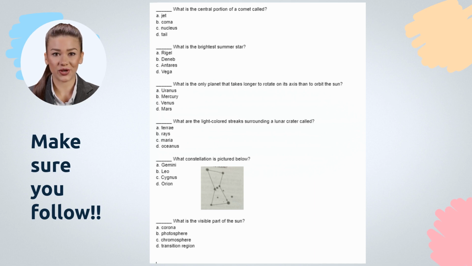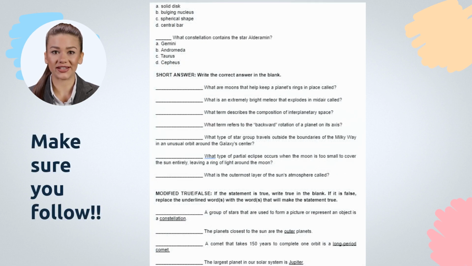What is the visible part of the Sun? A. Corona. B. Photosphere. C. Chromosphere. D. Transition region. What feature of lenticular galaxies can help distinguish them from spiral galaxies? A. Solid disk. B. Bulging nucleus. C. Spherical shape. D. Central bar.